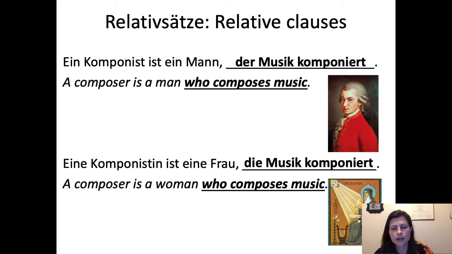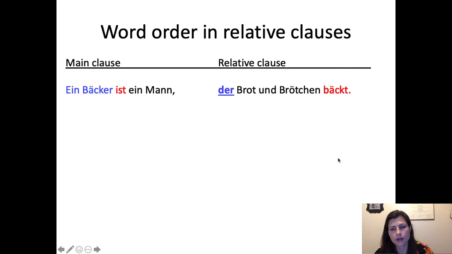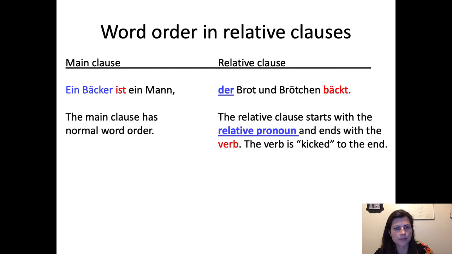So we start our relative clause with the relative pronoun, which is der or die in this case, and then we end the relative clause with the verb, because it's a verb kicker. So the main clause has normal word order. Ein Bäcker ist ein Mann. The relative clause starts with the relative pronoun, der Brot und Brötchen bäckt, and ends with the verb. The verb is kicked to the end.